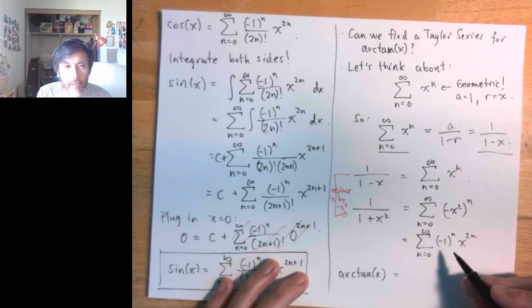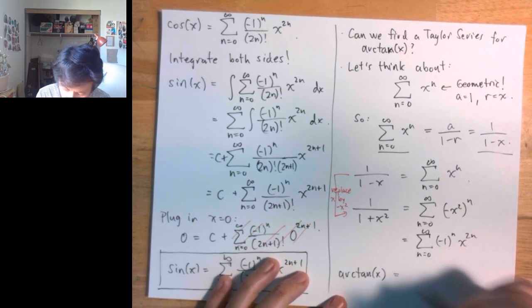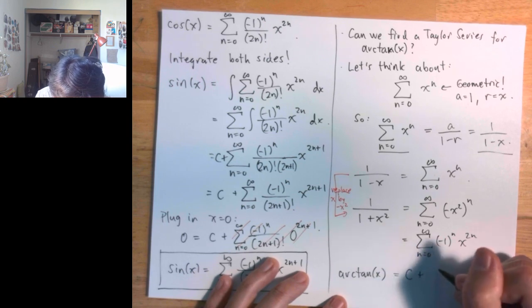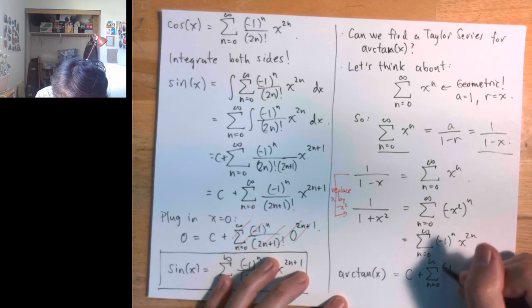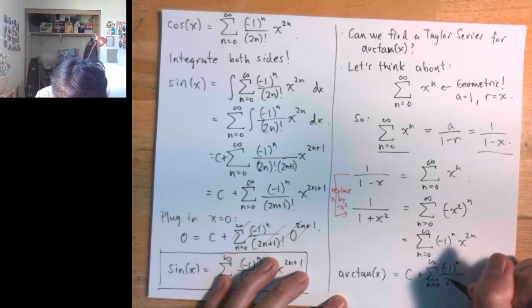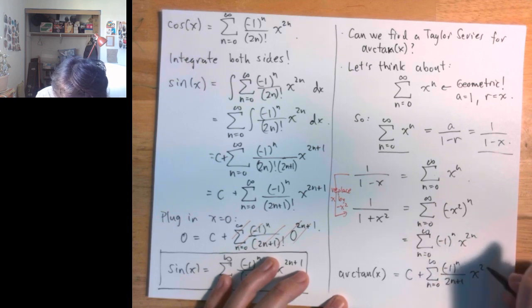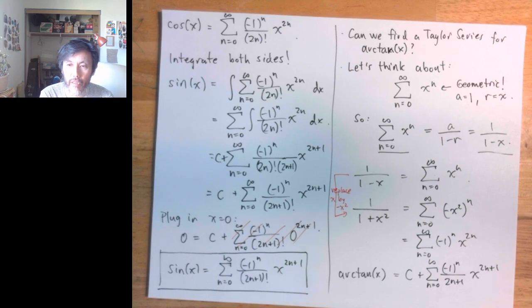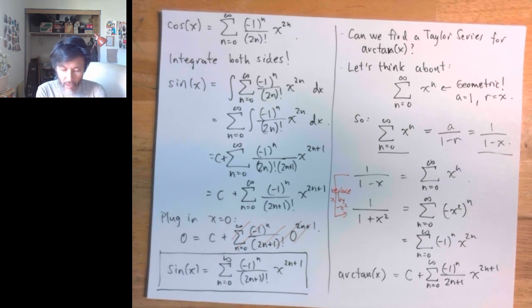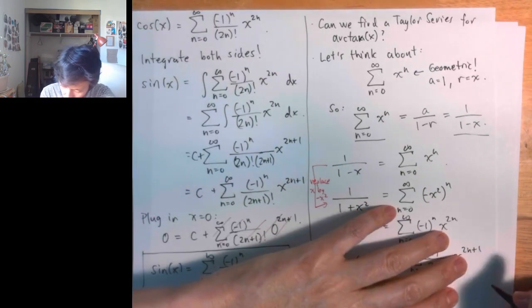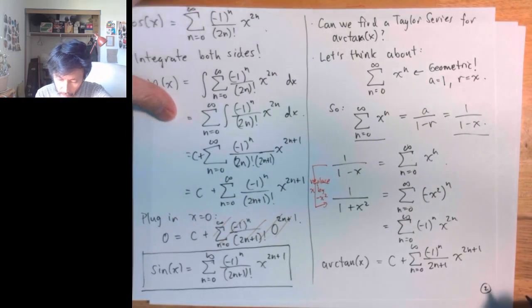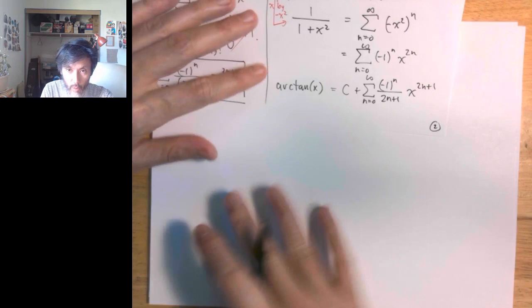And remember, to integrate, you just integrate term by term. So I'm going to do this fast. This is c plus the sum from n equals 0 to infinity of negative 1 to the nth power divided by 2n plus 1 times x to the 2n plus 1 power. Right? So let me continue on a new page. This is page 2, I believe. So here's the work that we had there.